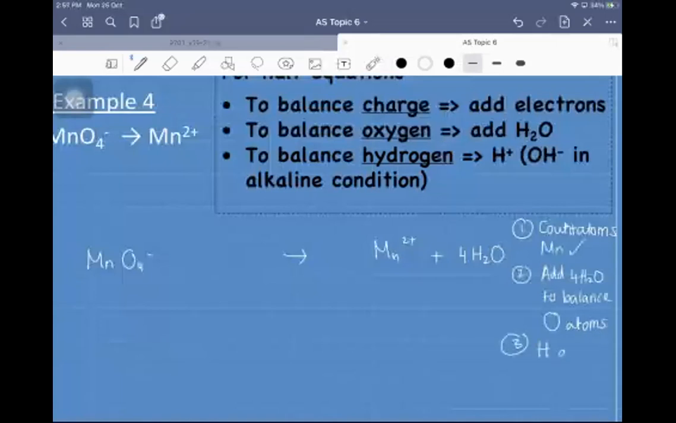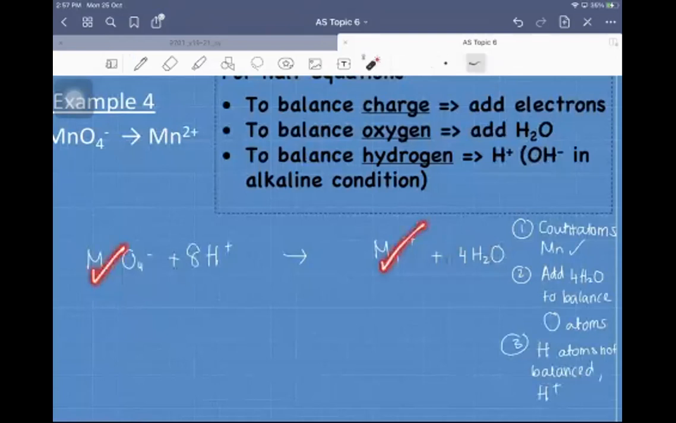Next, hydrogen atoms not balanced. And to balance hydrogen atoms, I need to add H+, not H2, not H atom, and nothing else. You just add H+. This means that the reaction is happening in acidic condition. If I count the number of hydrogen on the right side, I have 8. On the left side, I have nothing. So I need to add 8 H+. Check again. Mn, 1 on each side. Oxygen, 4 on the left, 4 on the right. Hydrogen, 8 on the left, 8 on the right.